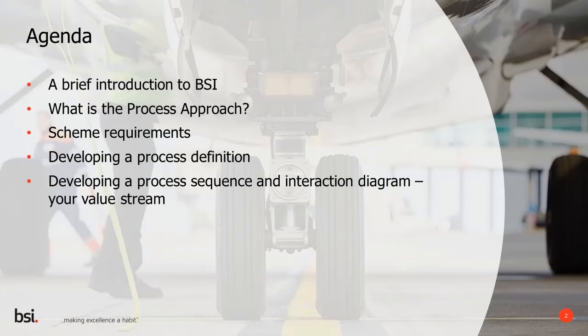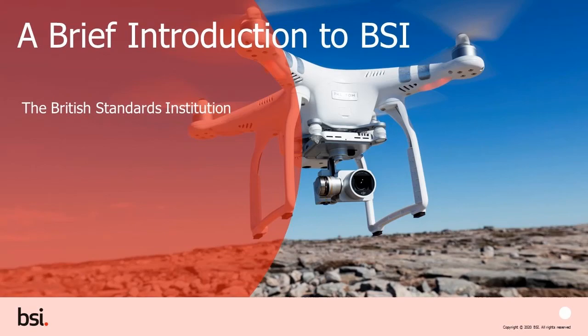So what are we going to look at? Let's quickly look at the agenda. We'll have a brief introduction to BSI, just in case some of you don't know who we are. And then we're going to look through what is the process approach so we understand it, look at scheme requirements, and then we're going to develop a process definition. So we're going to talk through how you would develop a process to define it to meet the requirements of the scheme and to do it so that it's effective for you. And then the process sequence interaction diagram, i.e. how do we join that all together so that we end up with a model of your business. So that's the brief for today.